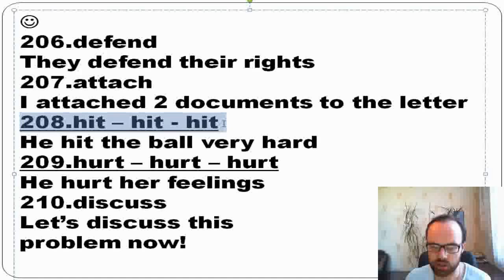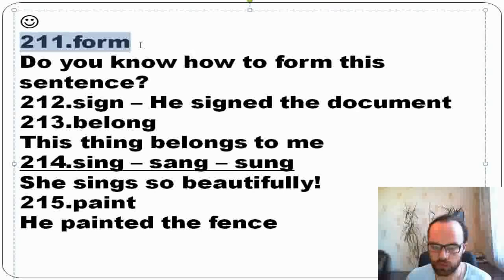Hit, hit, hit. He hit the ball very hard. Hurt, hurt, hurt. He hurt her feelings. Discuss. Let's discuss this problem now. Form. Do you know how to form this sentence? Sign. He signed the document. Belong. This thing belongs to me. Sing, sang, sung. She sings so beautifully.